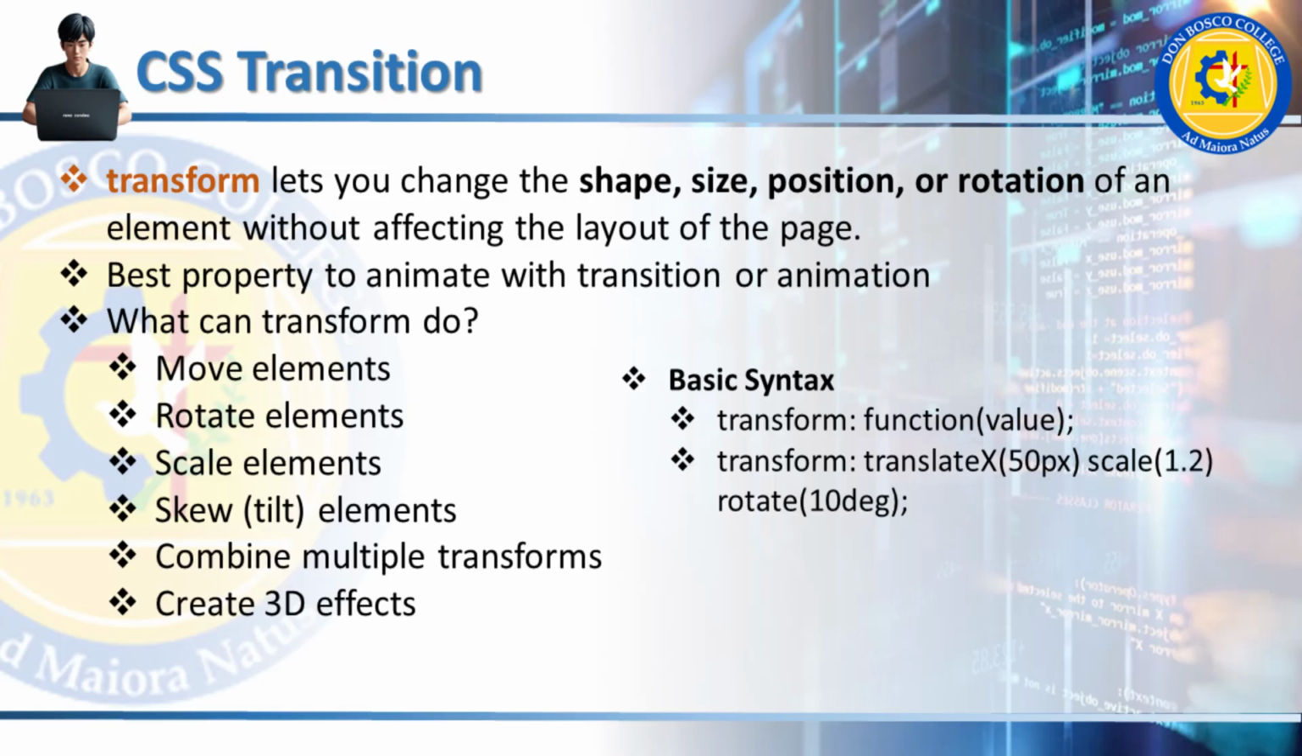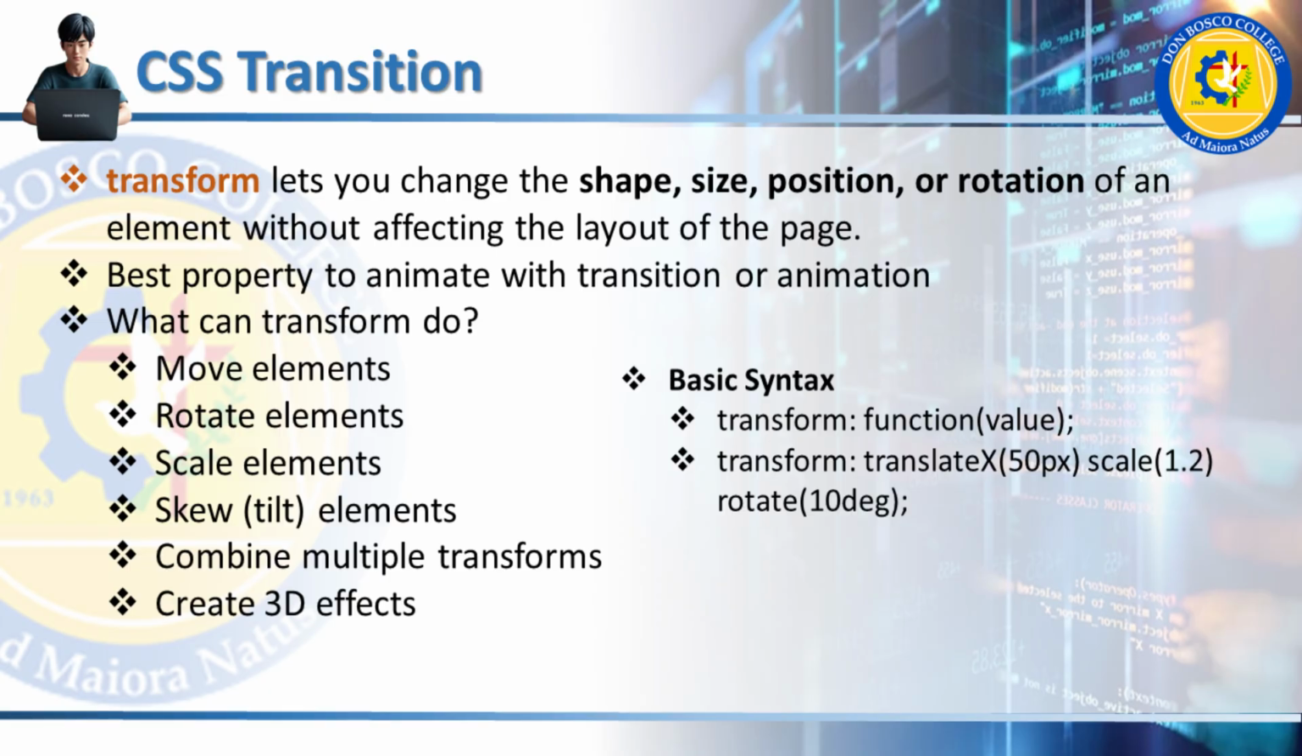Now, let us proceed to an important property that can be used in both transitions and animations: transform. The transform property allows you to change the shape, size, position, or rotation of an element without affecting the layout of the page. It is one of the best properties to animate using transitions or animations.